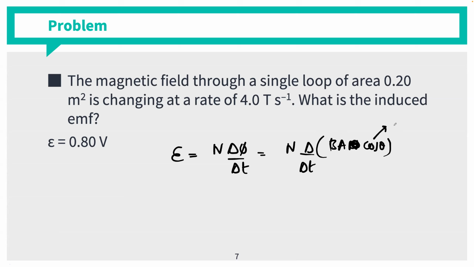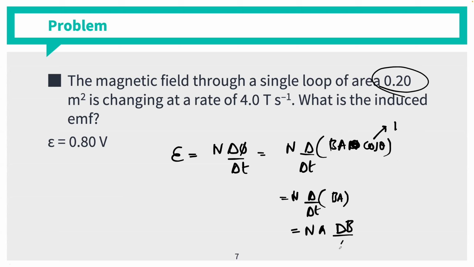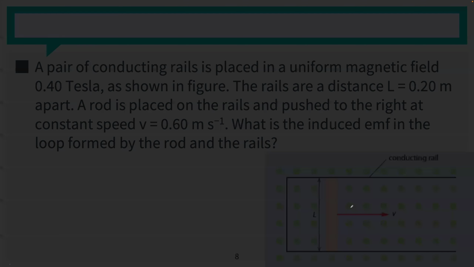So if they're not talking about angle, that means cos theta can be taken as 1, which will be followed as delta of BA. Now, when one of them is constant, in this case, if area is constant, we can pull that out. We'll leave it delta B by delta T. Clear? So if everything is given, you substitute, you'll get the answer.